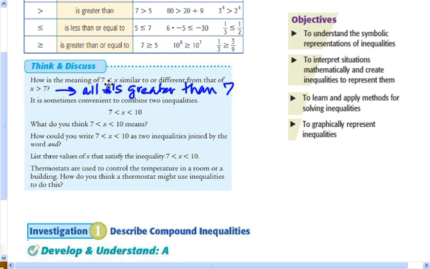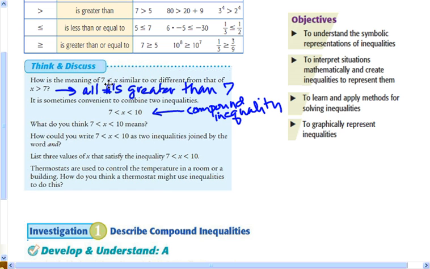All right, and sometimes we combine two inequalities. And when we do that, we call that a compound inequality. All right, and what do you think that means? If you say it, you're going to say 7 is less than x is less than 10. And notice one thing, x is actually in between there.